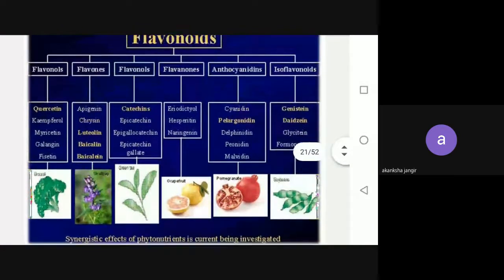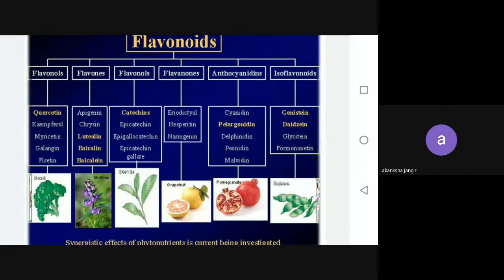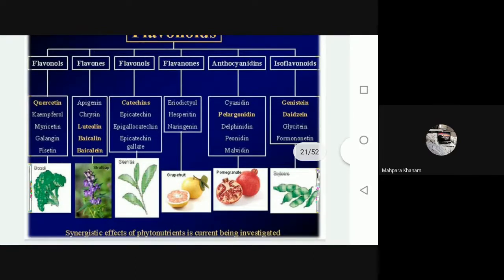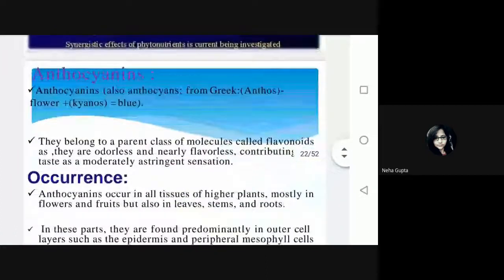There is this component, naringenin. Can you see naringenin? Yes, ma'am. This type of component I'll teach you when I teach food flavors, the flavoring components. Many of these components will be present in the food flavors also. So remember all these terminologies, so that you can relate them when I'm teaching the other topic. Is that fine? Yes, ma'am.